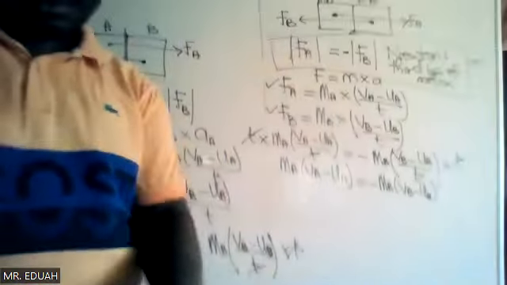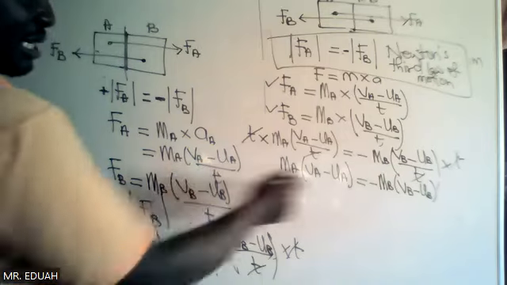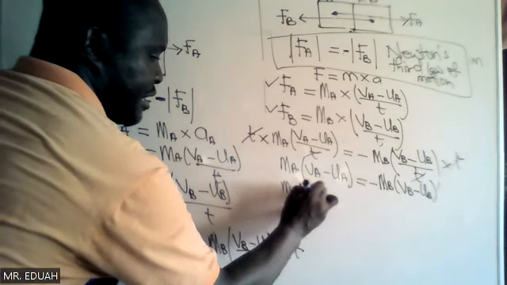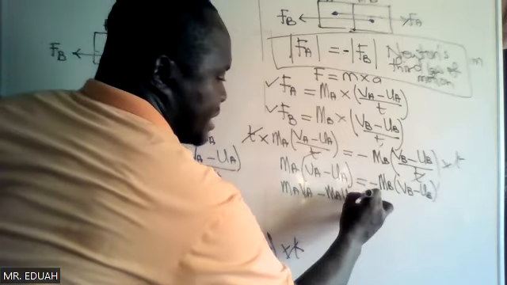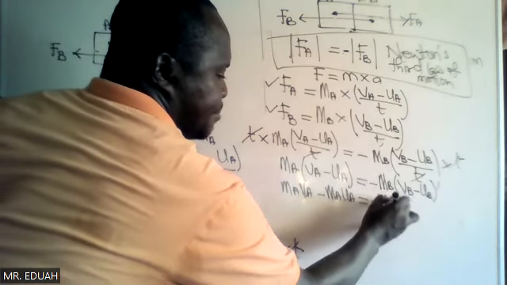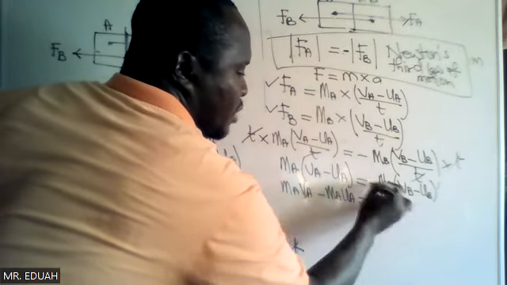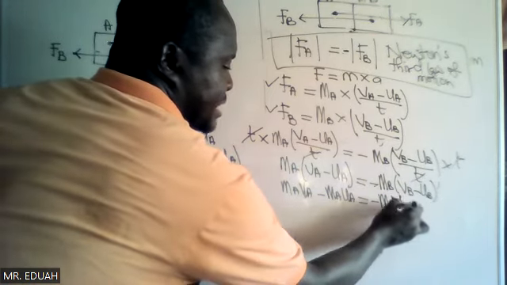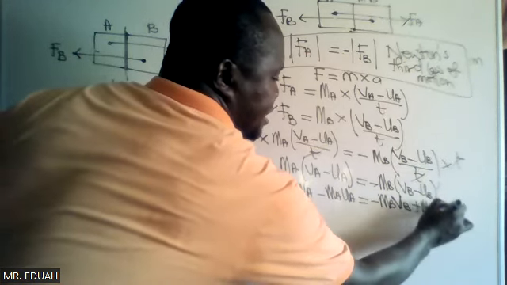Class, are we okay to this step? Yes, please. Okay, let's expand the equation. So MA VA minus MA UA is equal to minus MB VB. Will this be plus or minus? Plus. Plus MB UB.